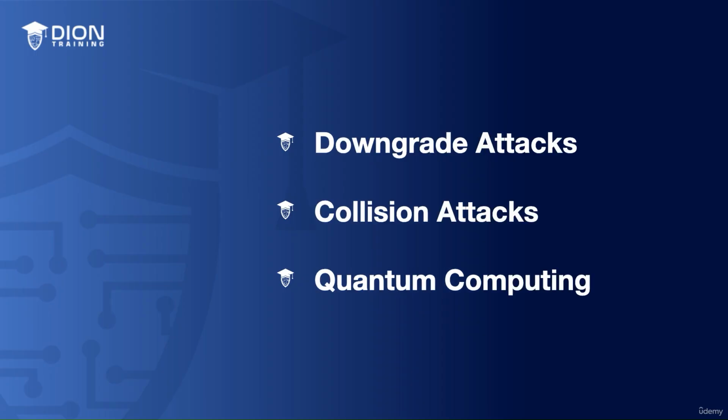So remember, when it comes to cryptographic attacks, there are 3 main types that you need to consider. These are downgrade attacks, collision attacks, and the threat of quantum computing. A cryptographic downgrade attack is used to force a system into using a weaker or older cryptographic standard or protocol than what it's currently using. A collision attack is going to be used to find 2 different inputs that produce the same hash output by using the principles demonstrated by the birthday paradox.